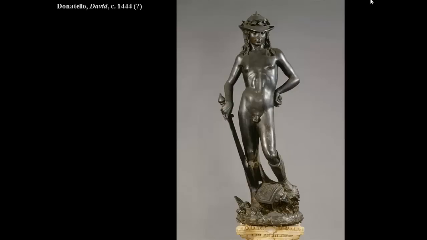In this case, though, instead of being a more public commission done for one of the major civic buildings, this was a private commission by the Medici family. Now, the interesting thing about the figure of David is he's one of the major symbols of the city of Florence. David is seen as this underdog, this young boy who is able to triumph over evil.